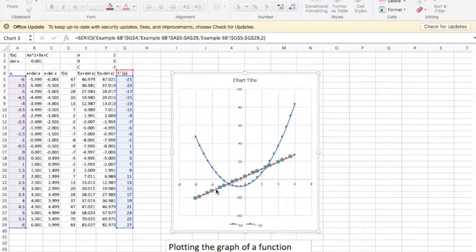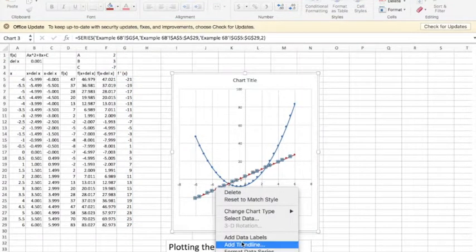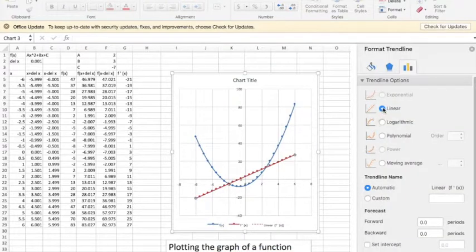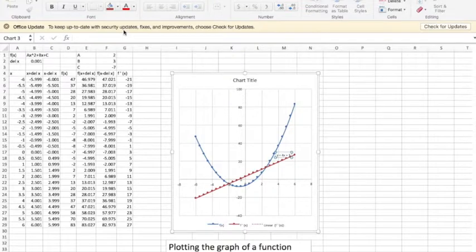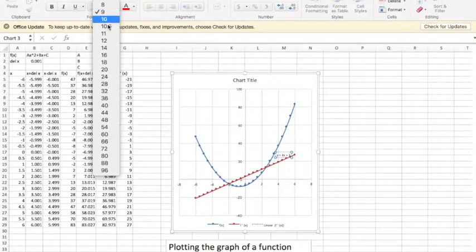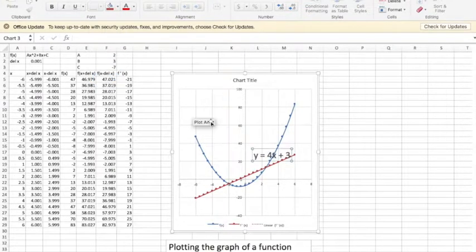Again, I'm going to do the same thing. I'm going to look at this and add a trend line. I'd like a linear trend line, and I'd like to display the equation on the chart. I'll make the label big enough for me to read it. And so I see that when the original function was 2x squared plus 3x minus 7, the derivative is 4x plus 3.